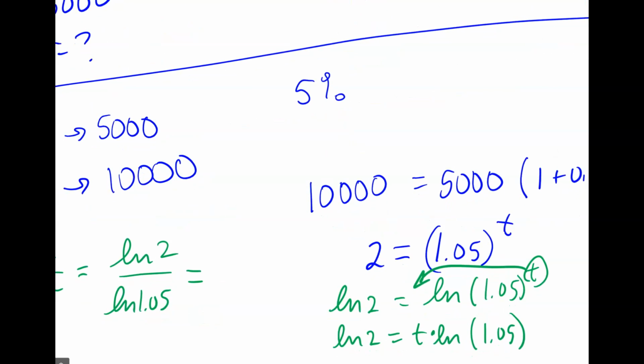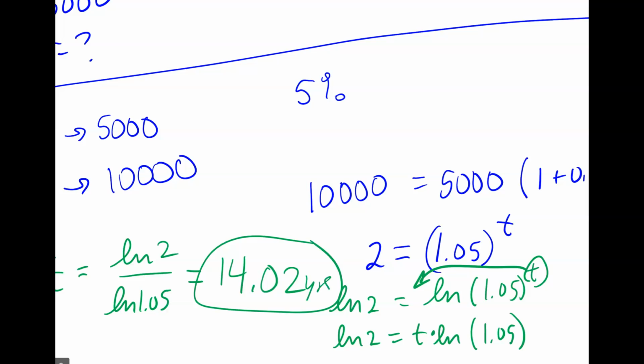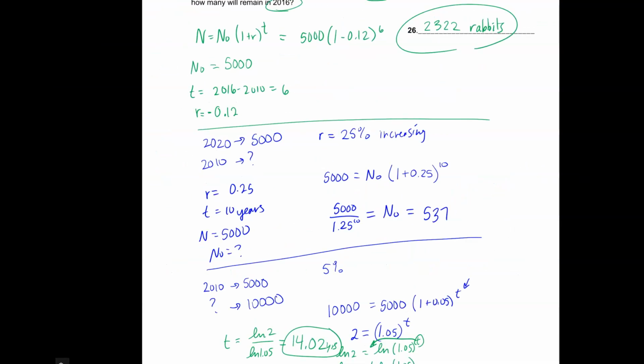Say move the t in front. I can't move this up any further. What would this be equal to if you take ln of 2 divided by ln of 1.05? It's going to be a long time, because a 5% growth rate to double, it's going to be a while. Is it 14? 14 point something? 14.02? Cool. 14.02 years.